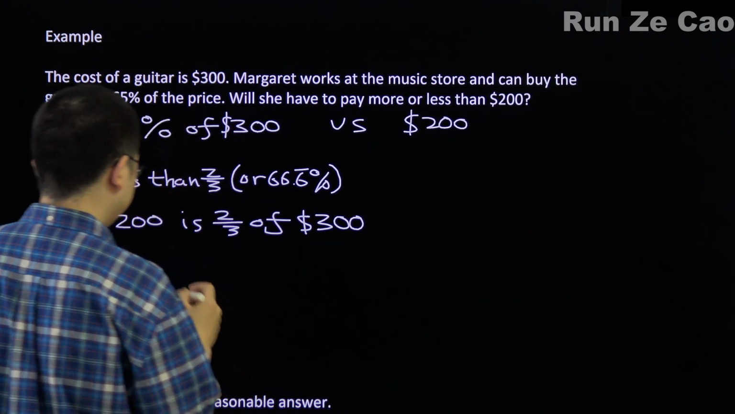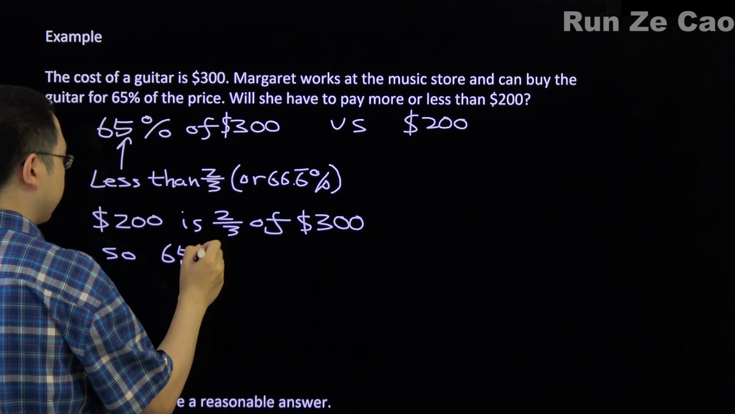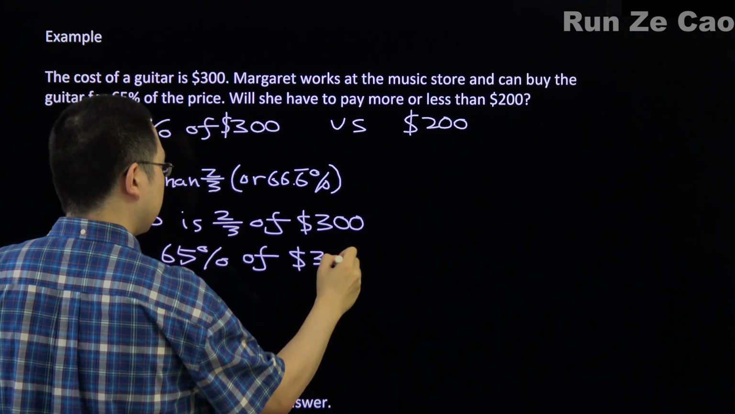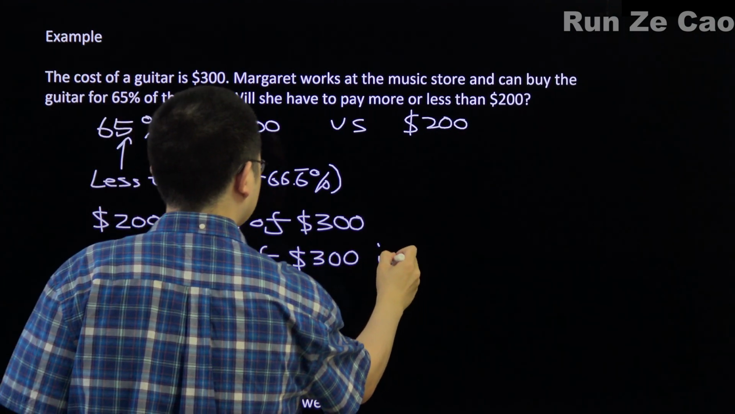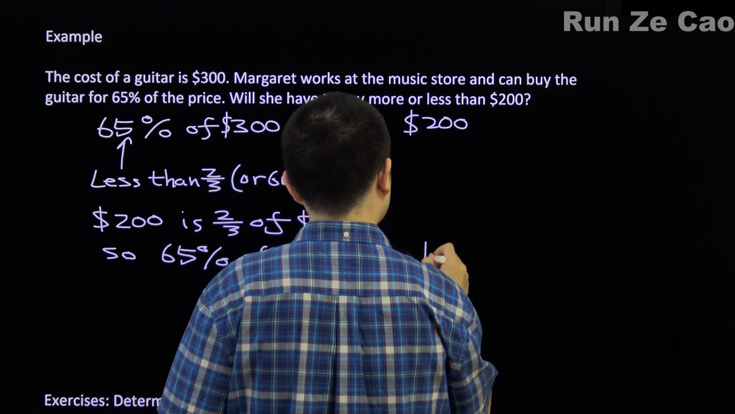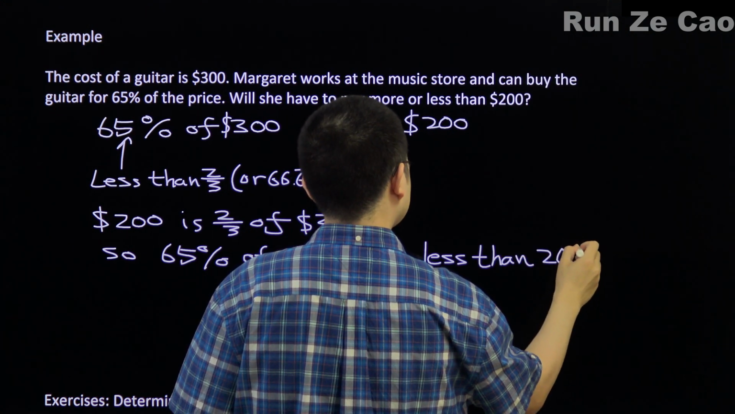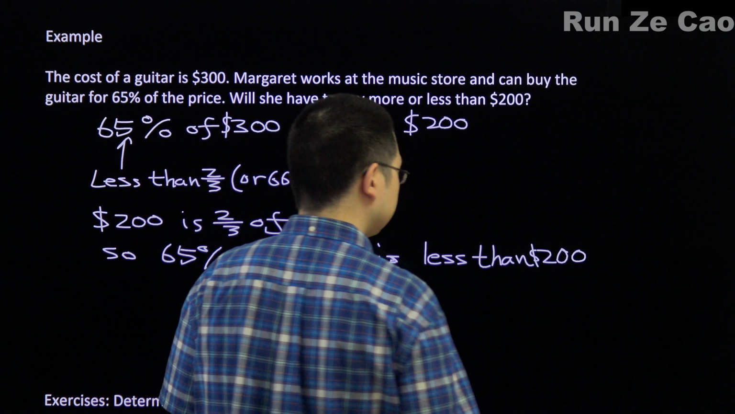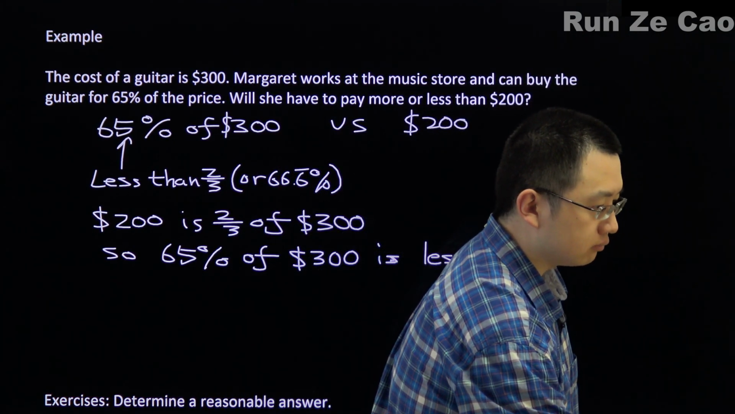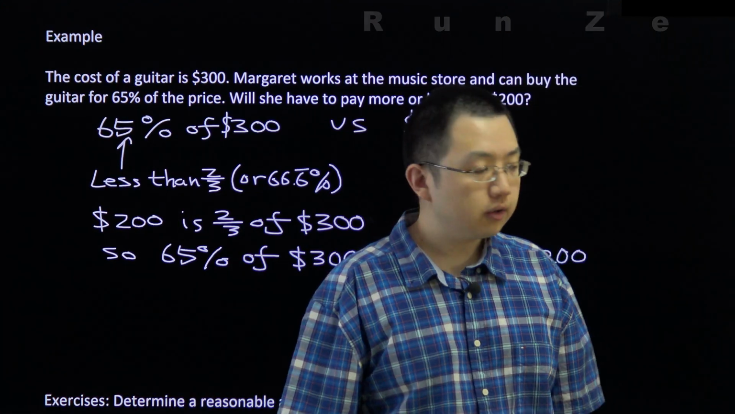So 65% of $300 is less than $200. Okay? Because, well, it's less than 2/3 of $300, and 2/3 of $300 is 200.